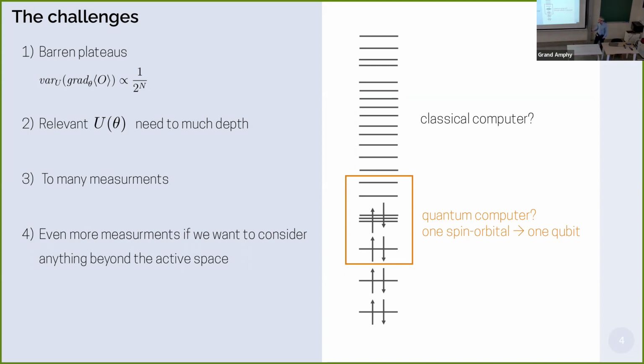So all really challenging. And while I would love to discuss also this last point a little bit, I will discuss maybe more these first three a little bit today.